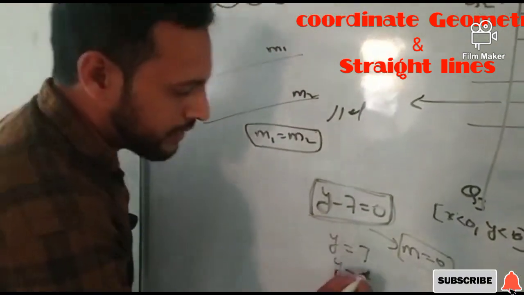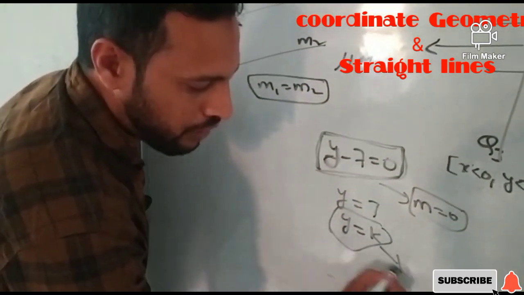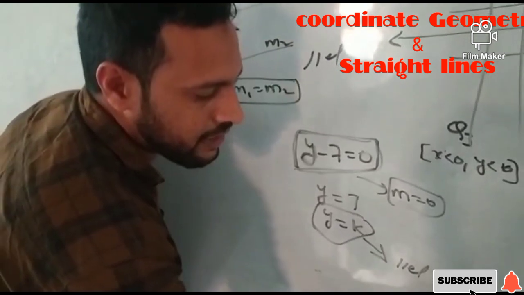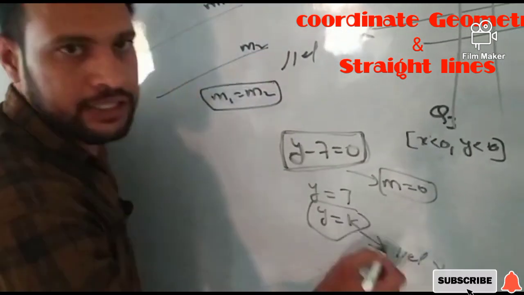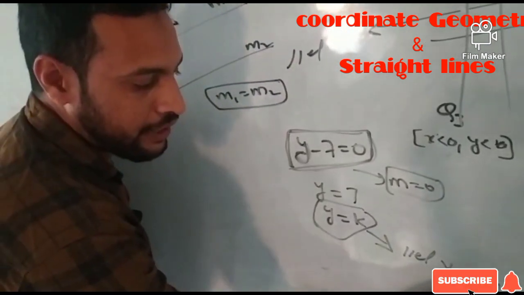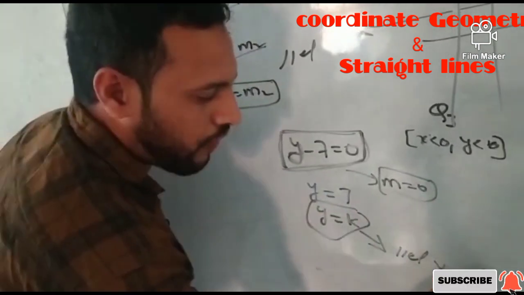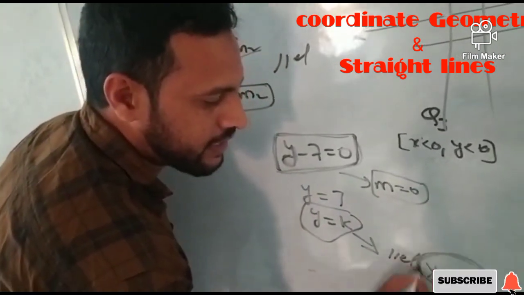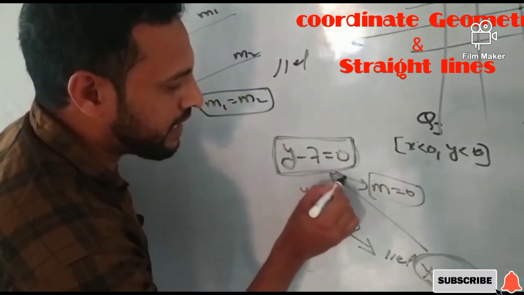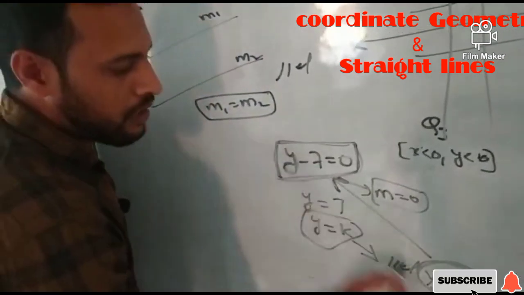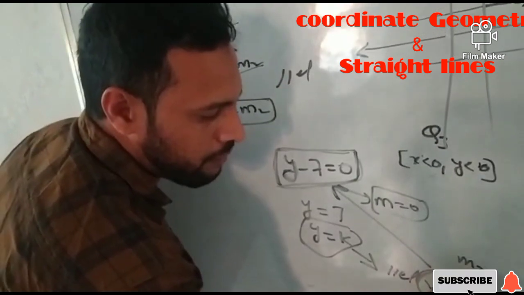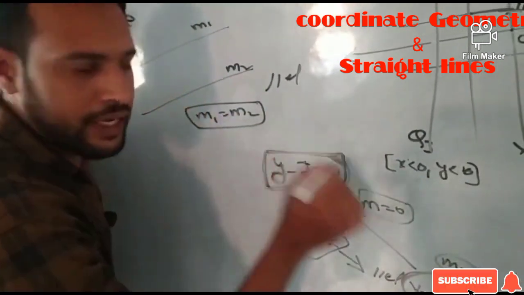So we can conclude that this line is parallel to the x-axis. When two lines are parallel, their slopes are equal. So whatever the slope of the x-axis is, the same slope this line also has. The x-axis slope we already know is m is equal to 0, therefore the slope of this line is also m is equal to 0.